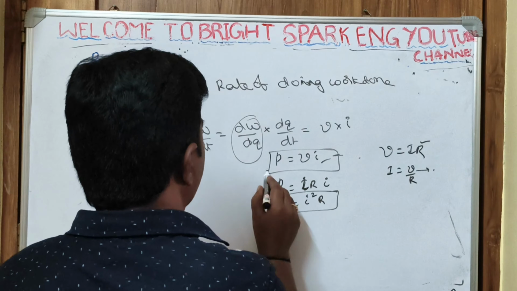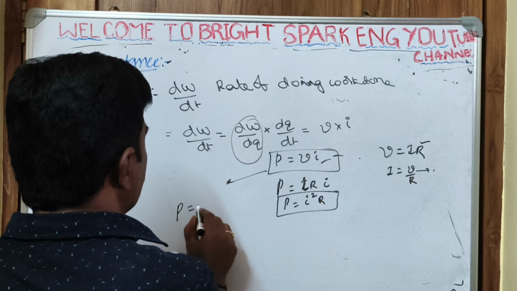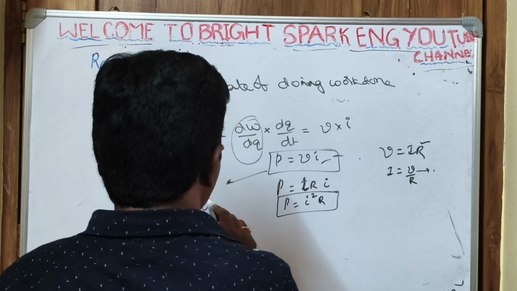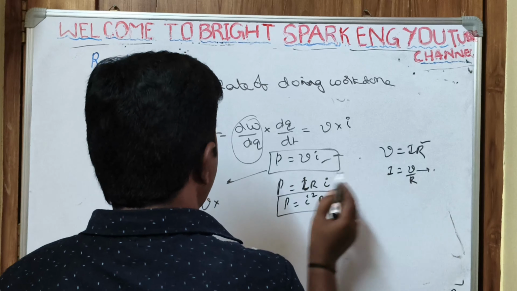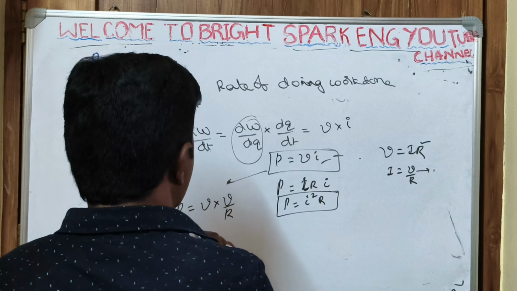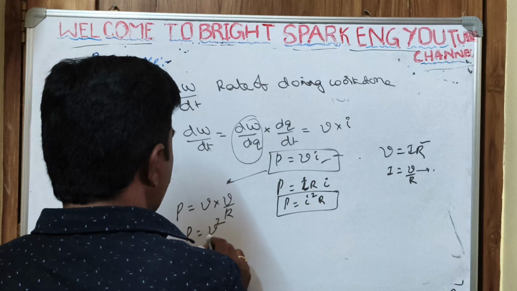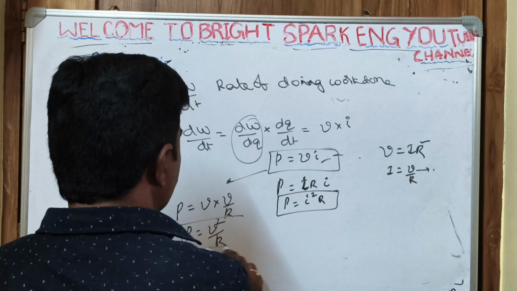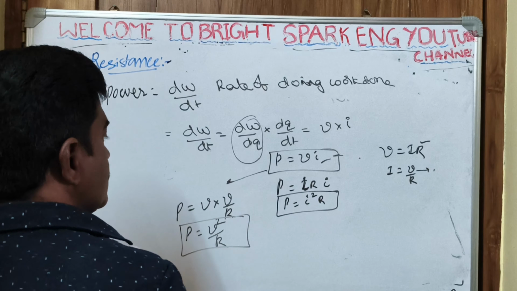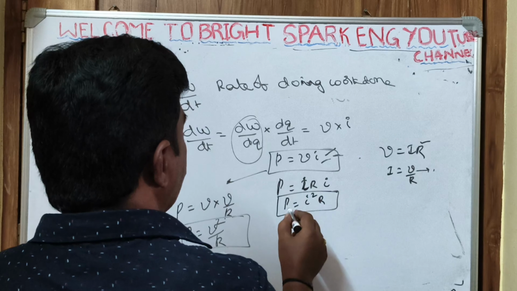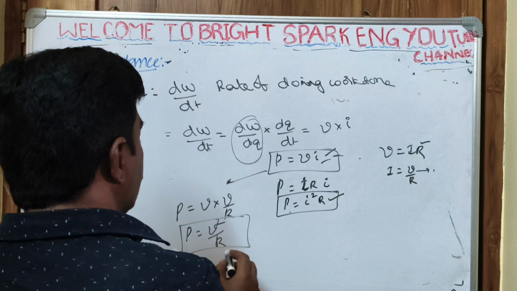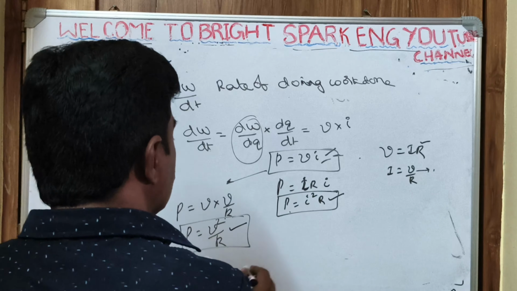Here, P is equal to V into I, where I is equal to V by R. That gives P is equal to V square by R. This is also one of the formulas. Power formulas: P is equal to VI, one of the formulas. P is equal to I square R, this is the second one. P is equal to V square by R, this is the third one.